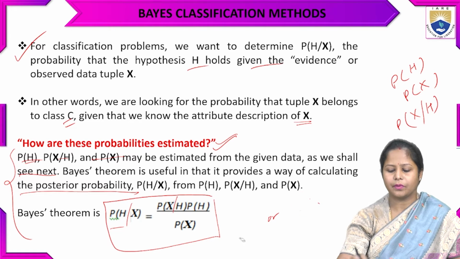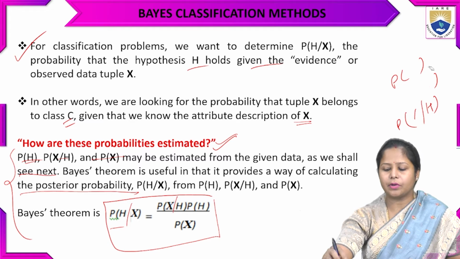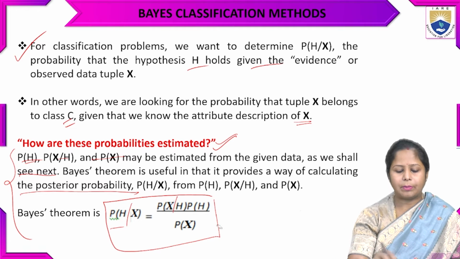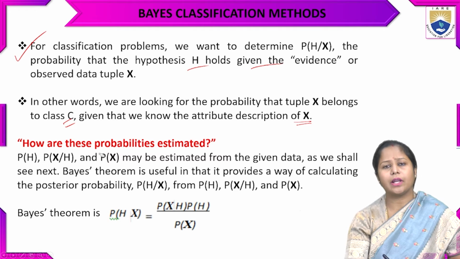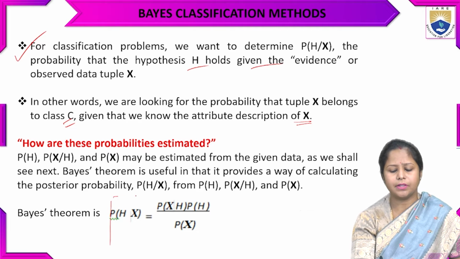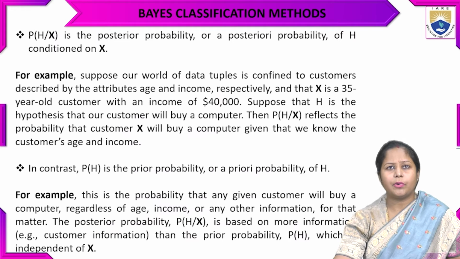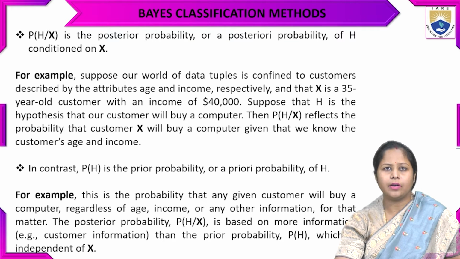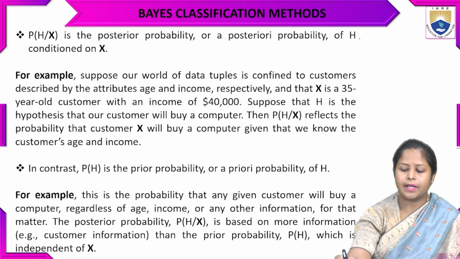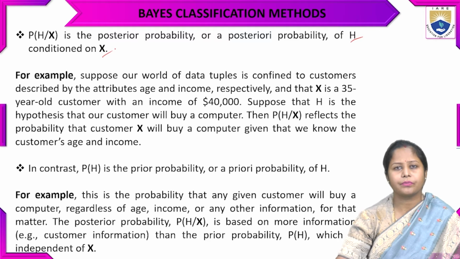So, to calculate the probability using Bayes theorem, we need to calculate these from this formula. Here, P(H|X) is the posterior probability, or posteriori probability, of H conditioned on X.